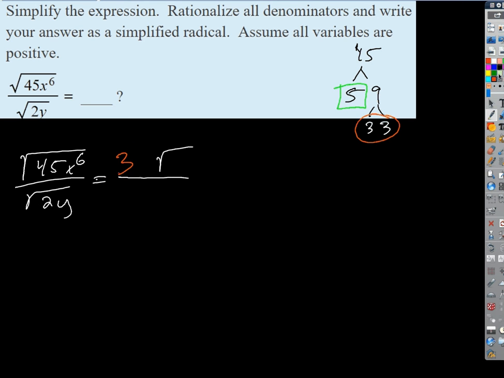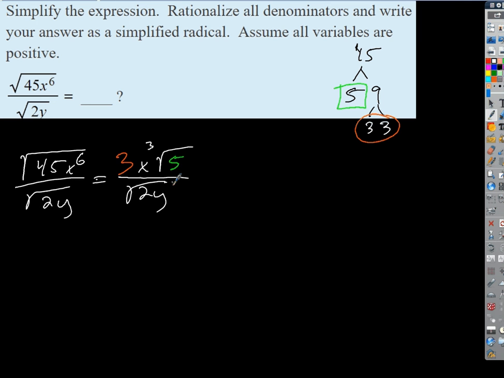3 out, 5 in. And then what about the square root of x to the 6th? What's that? Okay, x to the 6 halves, which is the same as x cubed. There is no fraction part, it's just all a whole number. So we get x cubed over the square root of 2y. I can't do anything to the bottom.